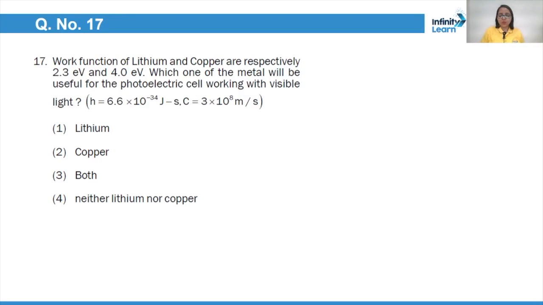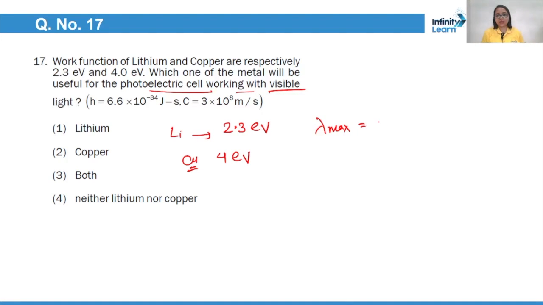Question number 17. Work function of lithium and copper are respectively 2.3 electron volt and 4 electron volts. So this is for lithium and this is for copper. Which one of the metal will be used for the photoelectric cell working with visible light? So lambda max for photoelectric effect can be 12375 divided by 2.3 for lithium. And it is approximately 5380 angstrom.